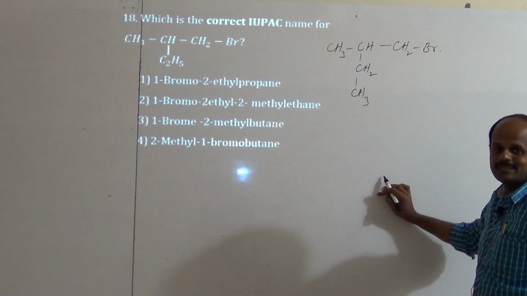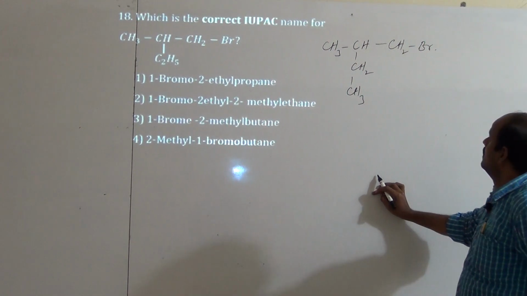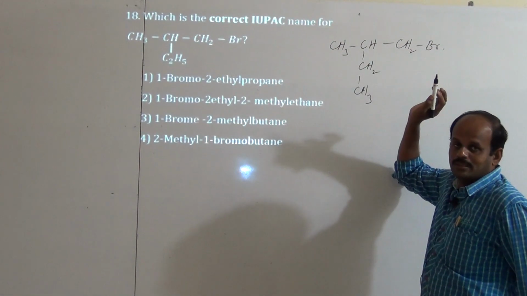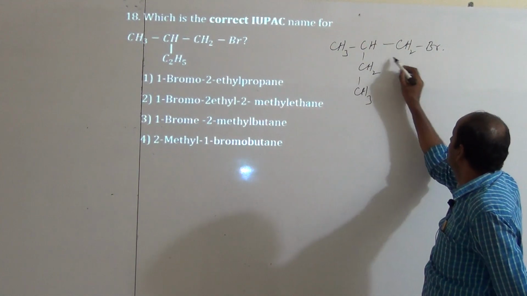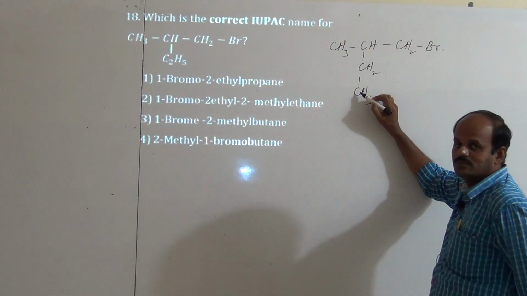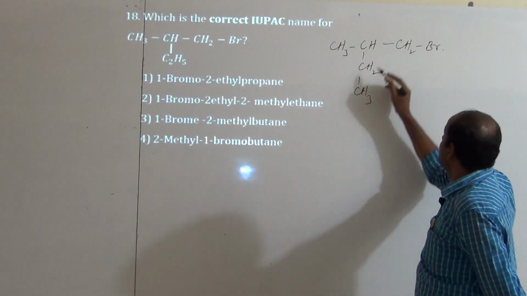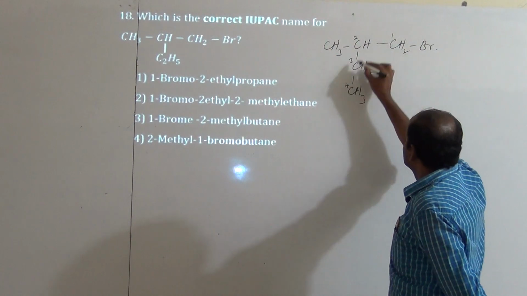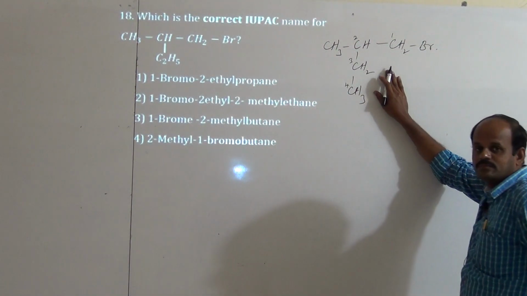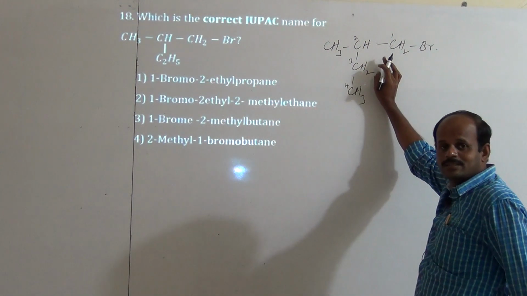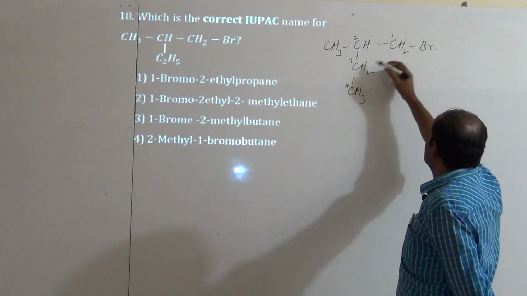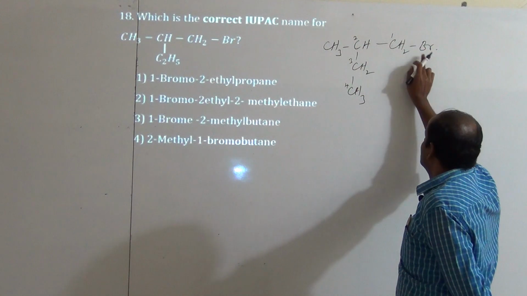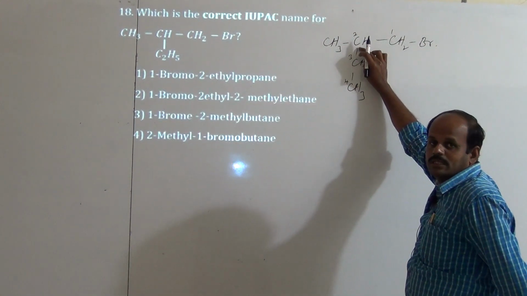You have to choose the longest carbon chain as the parent chain. Which one is the longest one? If you consider a straight chain, 1, 2, 3 carbons are there. But if you consider this chain, 1, 2, 3, 4 carbons are there. Thus choose the longest carbon chain as the parent chain. Then the remaining side chains are considered as substituents and give the numbering. Here first carbon, second carbon. Thus two substituents are there, on the first carbon and on the second carbon.